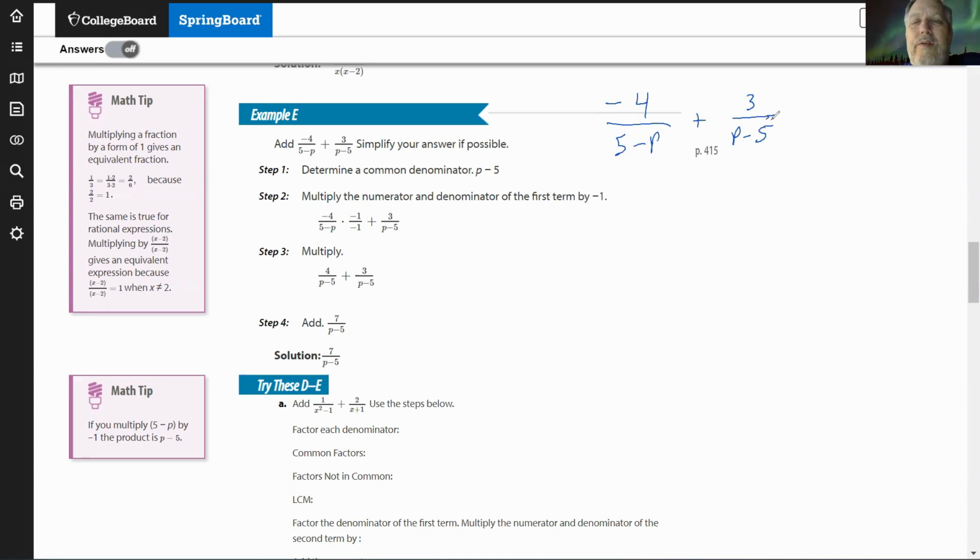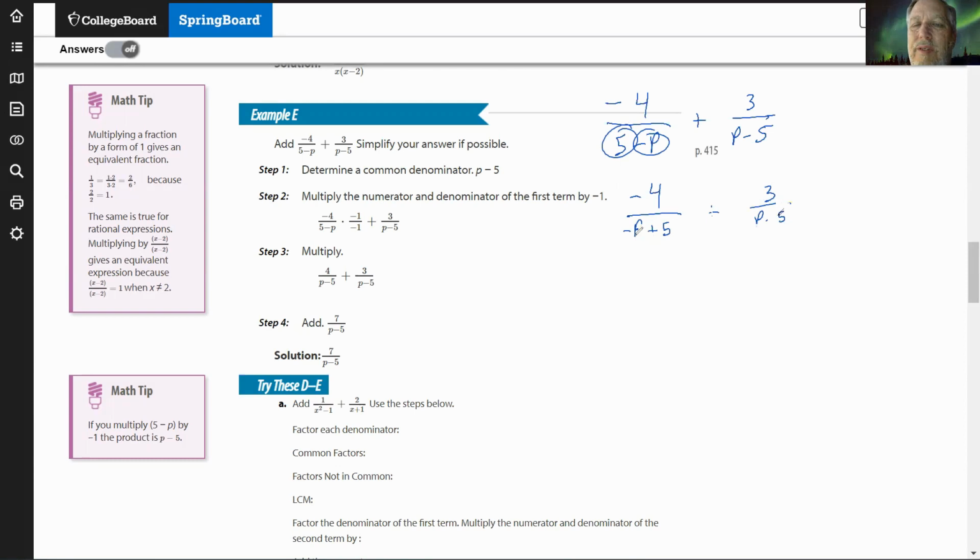And so what we're going to do is look at this and try to simplify this. The first thing I want to do is get them to be in the same format, in standard form. So I'm going to rewrite this first term as negative 4 over negative p plus 5. All I did is switch those around. Plus 3 over p minus 5.